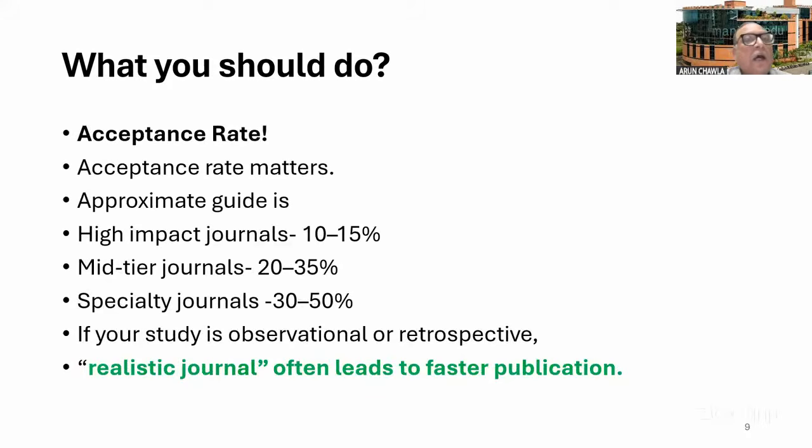It's very important. You should always keep in mind the acceptance rate. It matters. If you have a high impact journal in mind, keep the impression that it has an acceptance rate of 10 to 15%. A mid-tier journal will have 20 to 35%. Specialty journals have a little more. It is very important that you have a realistic journal in mind, which can lead to faster publication than going for just the high impact journal and getting your manuscript rejected.